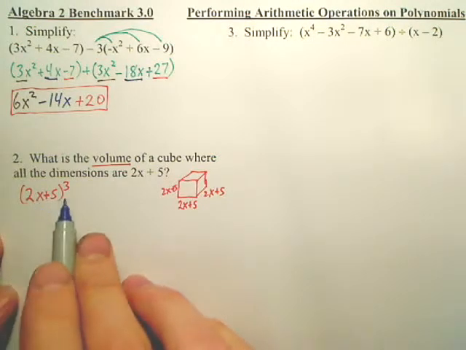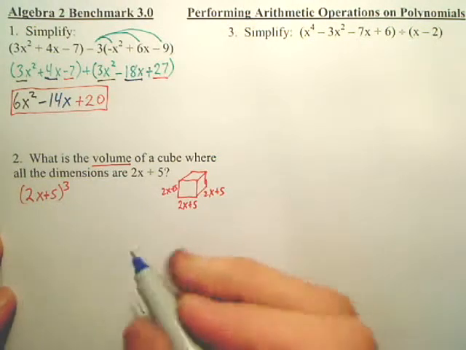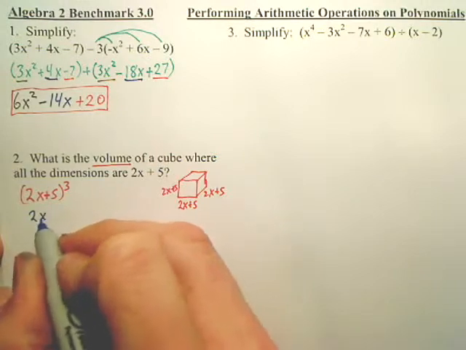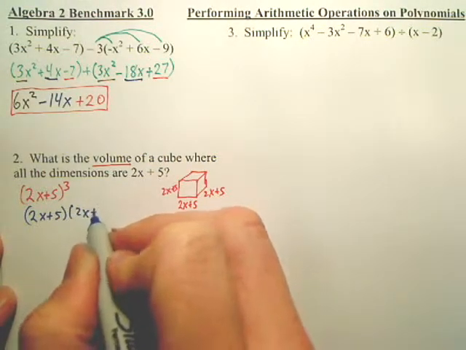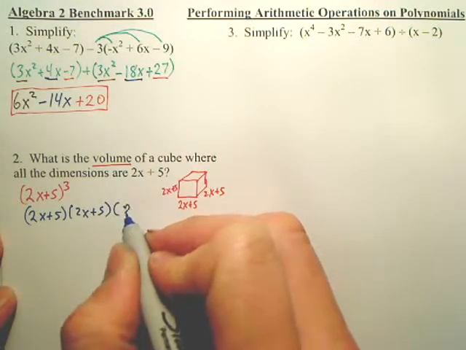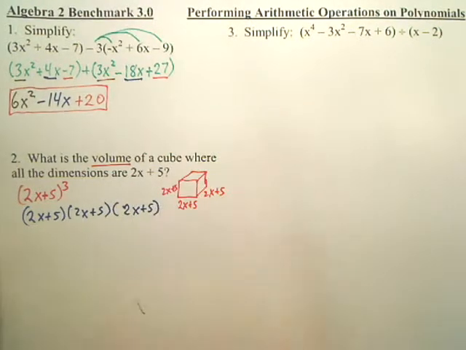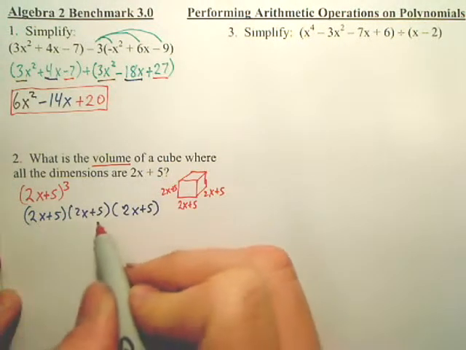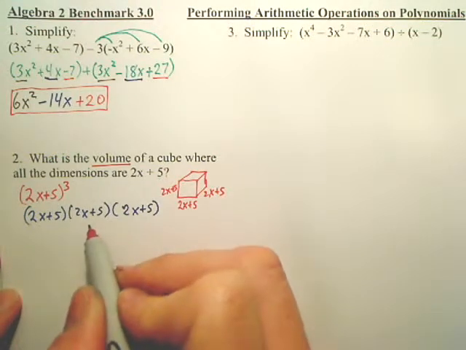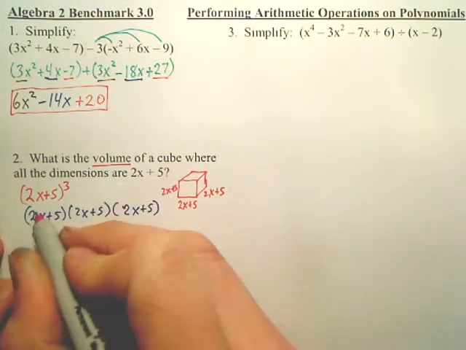Okay, so if we want to find the volume, what we're going to do here is simply solve this, or simplify this. So you have to realize first that 2x plus 5 cubed means this. 3 sets of them. So, here we go. We first are going to start with these two, and we're going to FOIL.